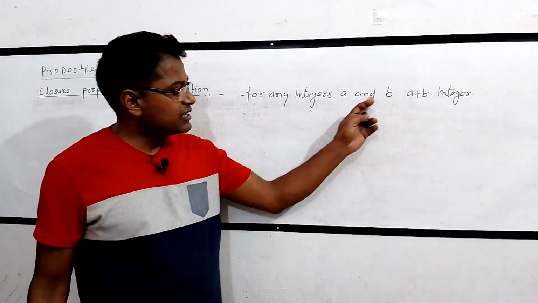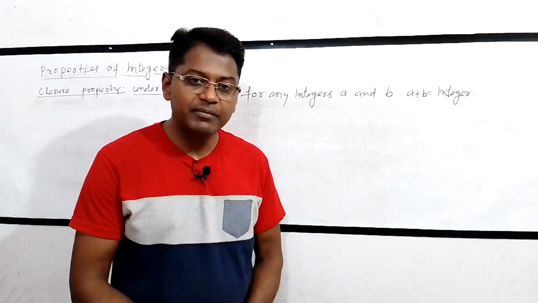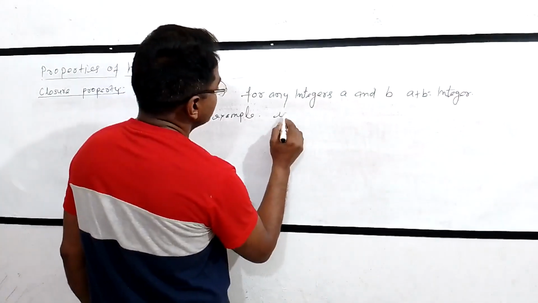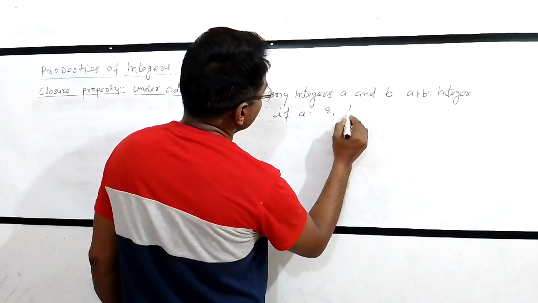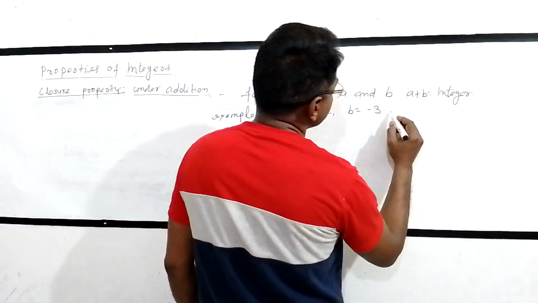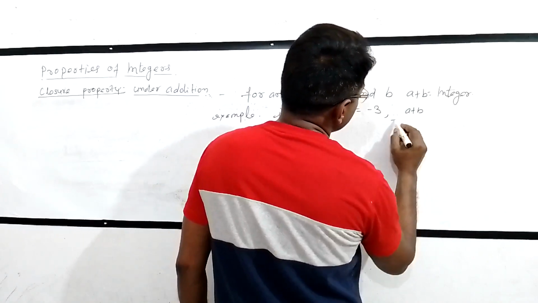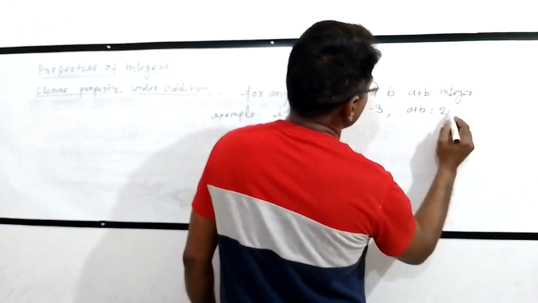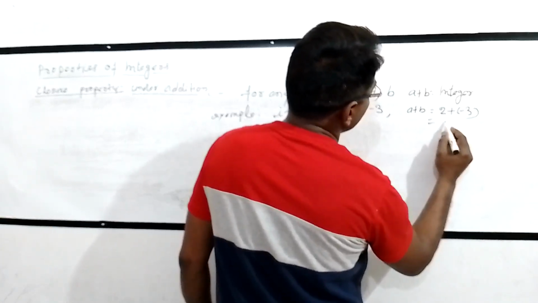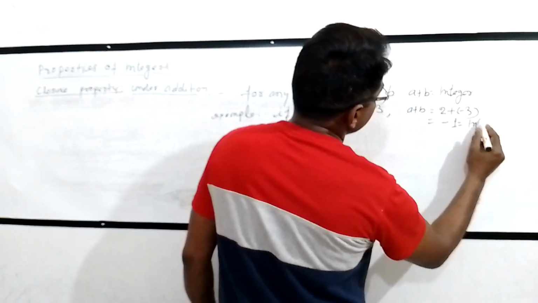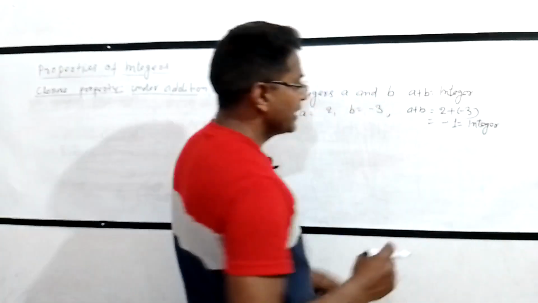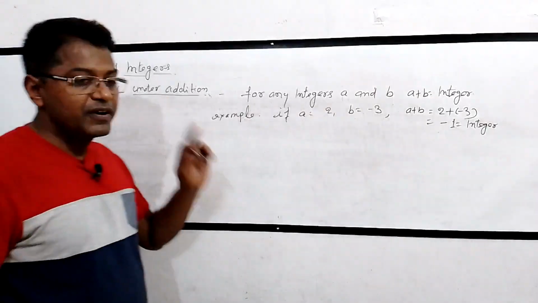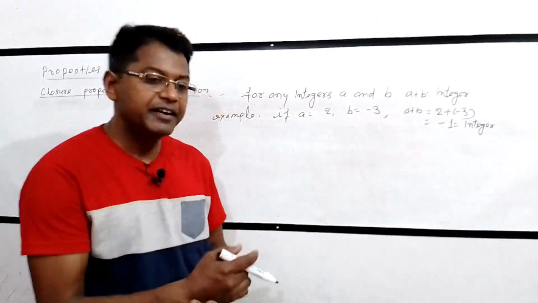So suppose we have two integers a and b. If we add the integers, then again it will be an integer. Example: if a is equal to 2 and b is equal to minus 3, then a plus b is equal to 2 plus minus 3, which is equal to minus 1, which is an integer. So you are getting that the closure property of integers under addition will always be an integer.